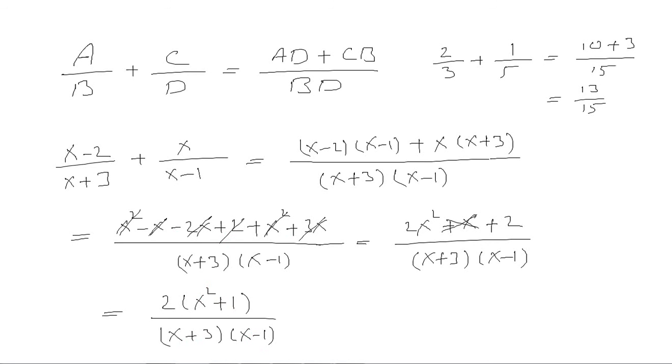Okay, let's check that. Yeah, 2x squared, and negative x and negative 2x is negative 3x, and I have a plus 3x here, so they cancel out, and I have a plus 2. Okay, so I have 2x squared plus 2. From that I factor out a 2. I get 2 times x squared plus 1 over x plus 3 x minus 1. And this is irreducible. I cannot reduce this, so this means that this is the final answer. Okay, so that's how you add up fractions.